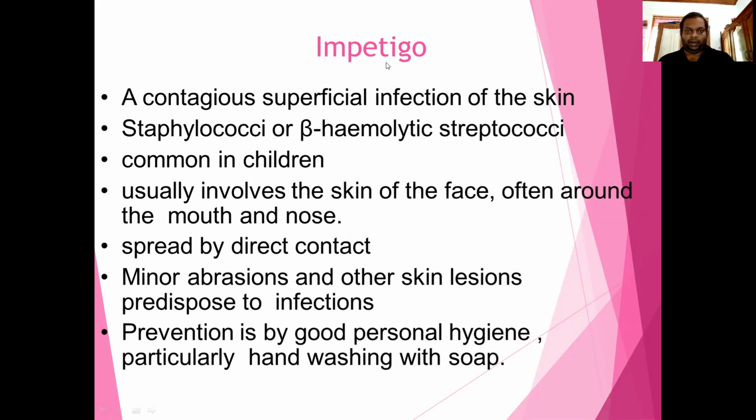A bit about the conditions. Impetigo, skin. It's contagious, so it can be transmitted, and it is a superficial infection of the skin. Mainly the pathogens are Staphylococcus species, mainly aureus, and beta hemolytic streptococci such as group A, group B, even group G. It's common in children, usually involves the skin of the face or around the mouth and nose. Spread by direct contact, that's why it's termed contagious. Minor abrasions and other skin lesions predispose to this infection. Prevention is by good personal hygiene, particularly hand washing with soap.